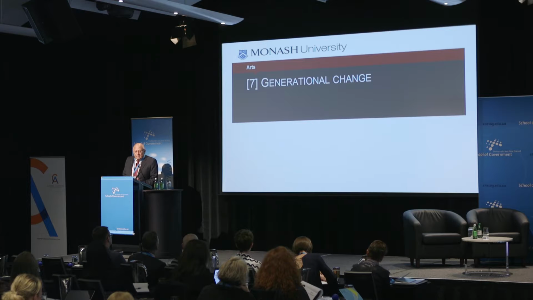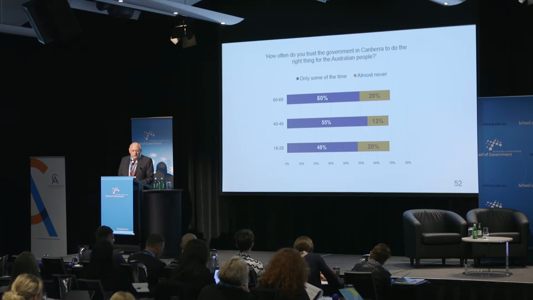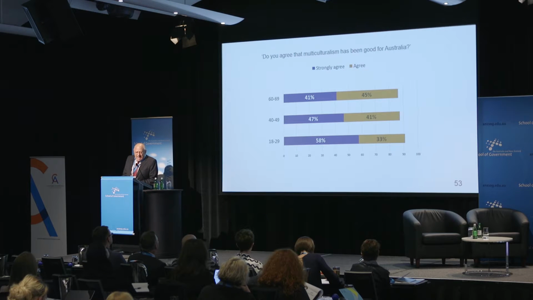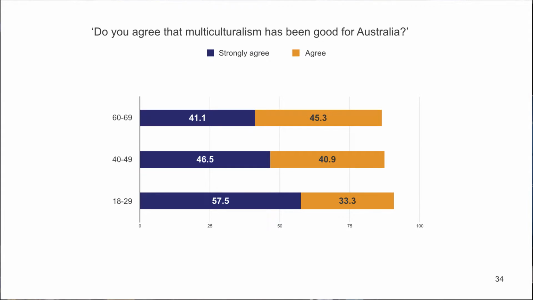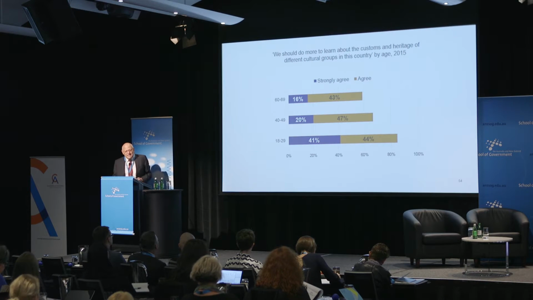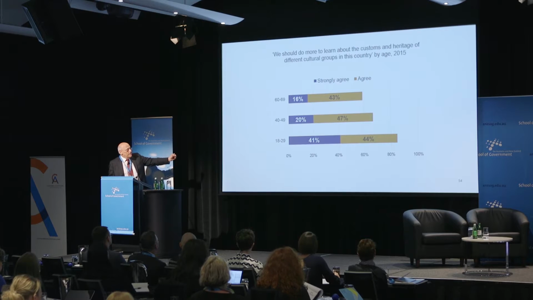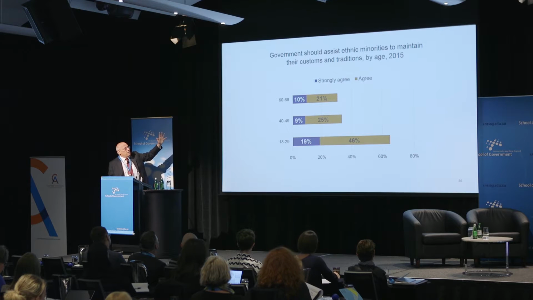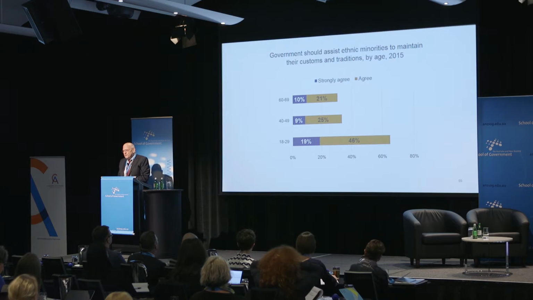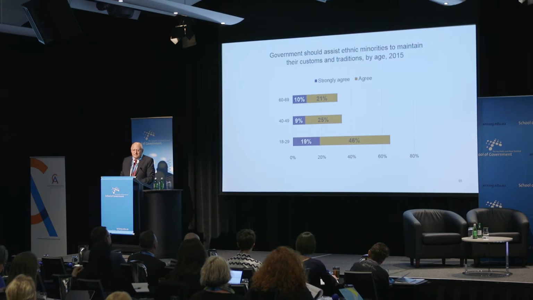All right, if we now look at generational change, I'm just going to make one point here, that on some issues there's no difference when we analyse data by age group. Nobody trusts politicians. With regard to multiculturalism, high across the board, but highest amongst the youngest age group, that's the 18 to 29 at the bottom. We should learn more about the customs and heritage of different groups. More of a marked difference there than amongst the 60 to 69 year age. And then whether governments should be in the business of supporting cultural maintenance, you can see a big difference there on that sort of issue between young and elderly.